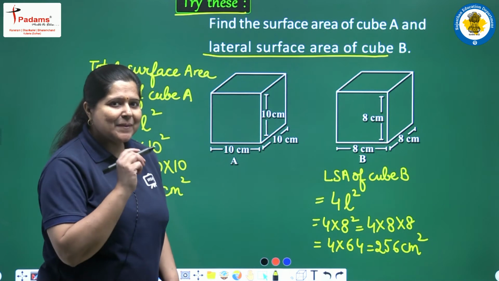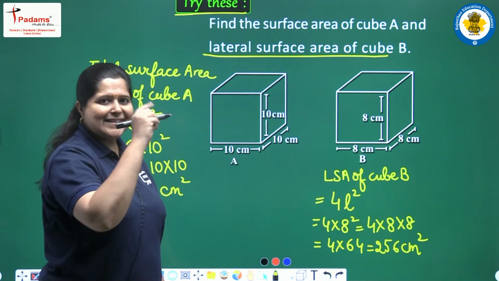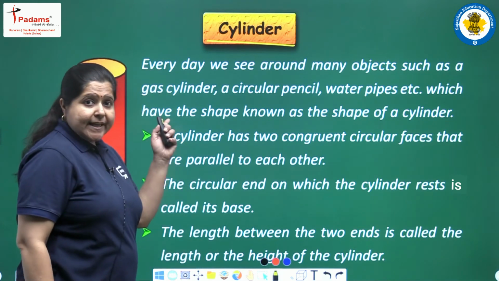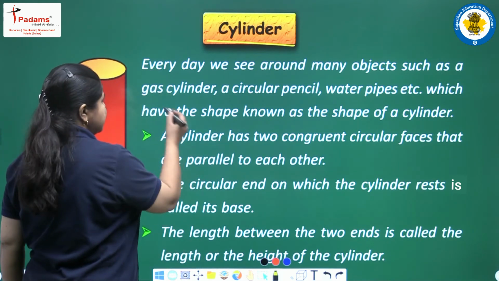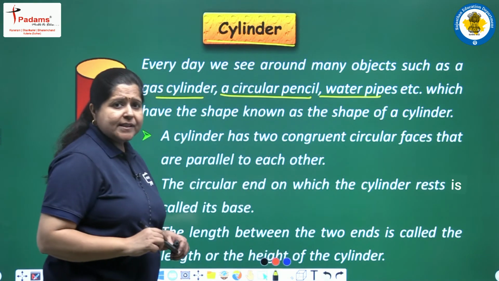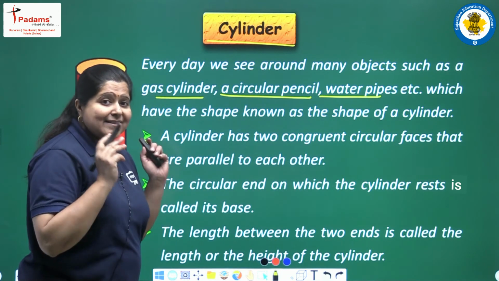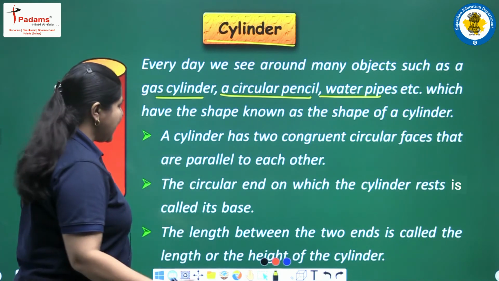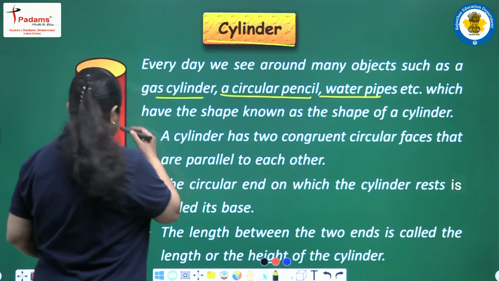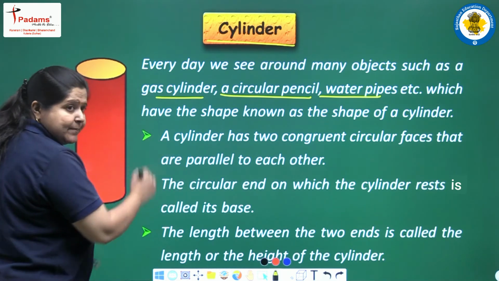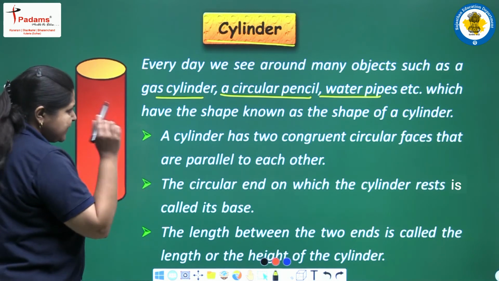Our next shape is cylinder, and here it is. Every day we see around many objects which are cylindrical in shape. Gas cylinder, circular pencil, water pipes, our water bottle. You must be using a cylindrical water bottle. All these shapes are cylindrical and we call them as cylinders. You can see this is one cylinder with us also. Here what are important things related to a cylinder? We read them one by one.